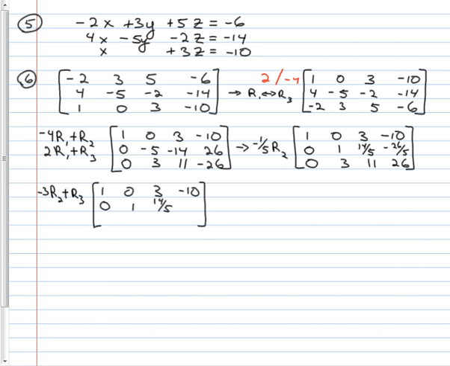Not in row echelon form, no. That's called reduced row echelon form. And we actually never wrapped around to do that final one in this instruction.